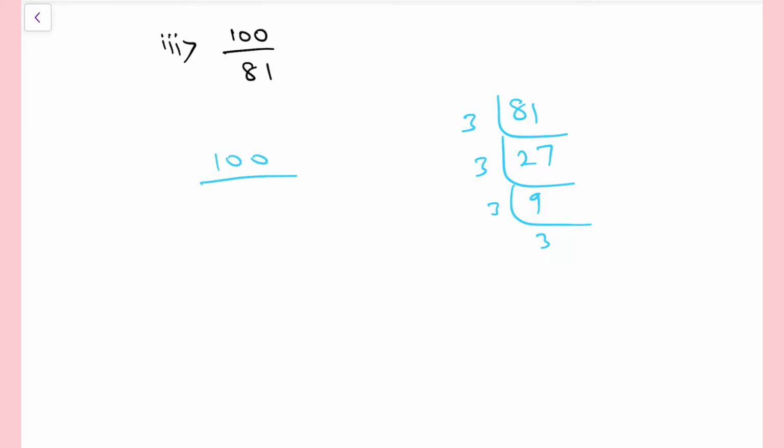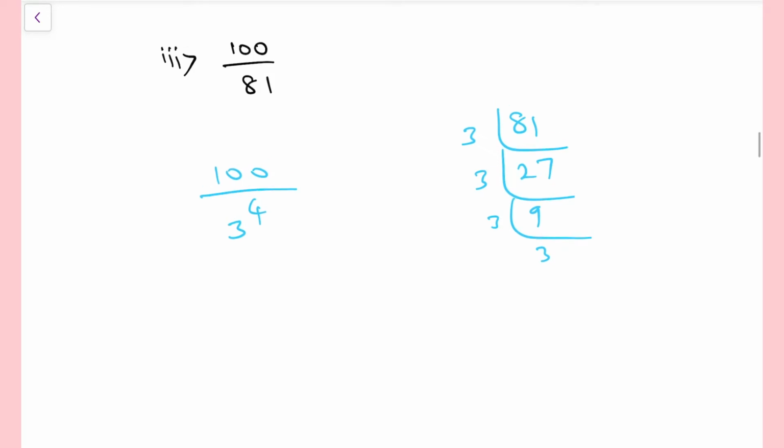Next, 100 divided by 81. For 81, if you do prime factorization, 81 will come in 3 table. 3 twenty-sevens, 3 nines, 3 threes. So 100 divided by 81 can be written with 3 power 4 in the denominator. As I said already, the denominator should have only the number 2 or the number 5 or both 2 and 5. But here, except those numbers, some other number 3 is there. So that is the reason this denominator is not in the form of 2 power n into 5 power m. So it will have a non-terminating repeating type of decimal.